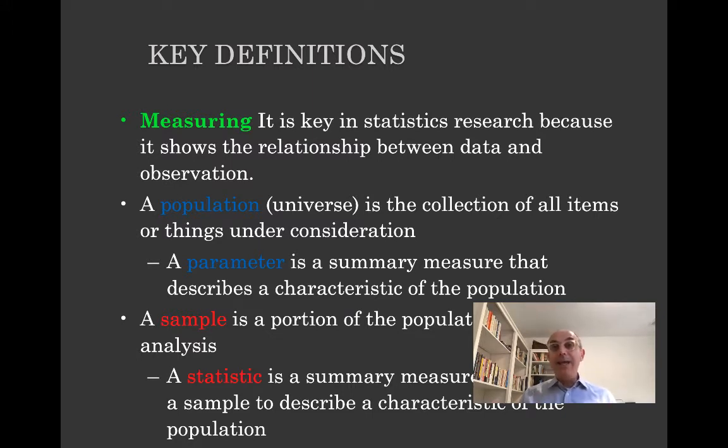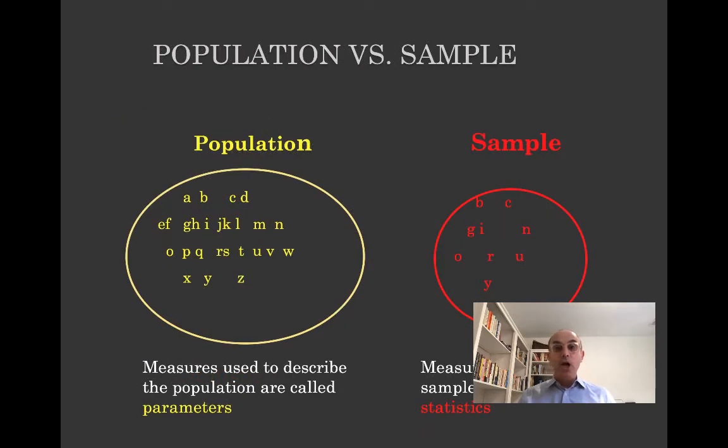Measuring is the key in statistical research that shows the relationship between the data and the observation. A population is the collection of all the items or things under consideration. A sample is a proportion of the population selected for the analysis. So this is part of the terminology that we will use again and again throughout the semester: population versus a sample, and the methodology that we apply.